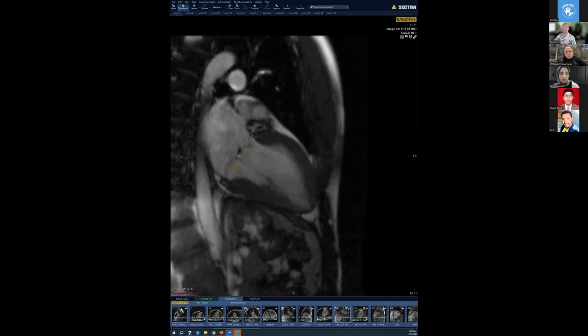Yes, thank you, Prof. So that's the measurement, but because the valve prolapse might not be visible the same way in every view, you'll just pick the view where it's best visible.